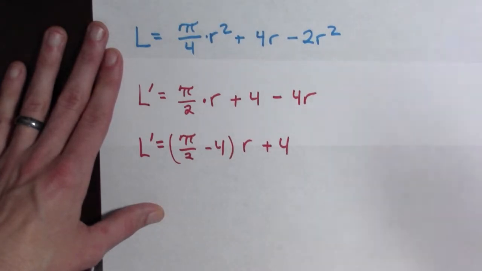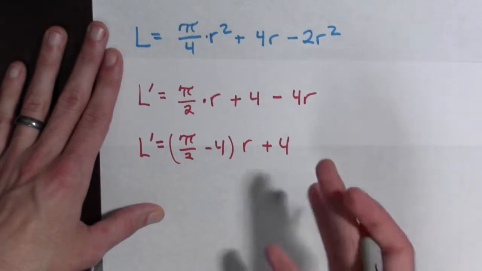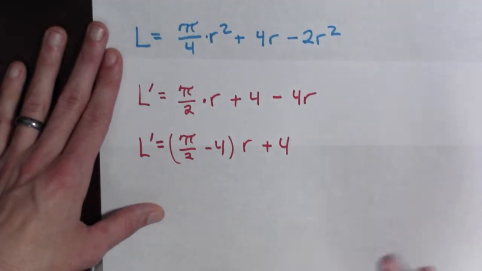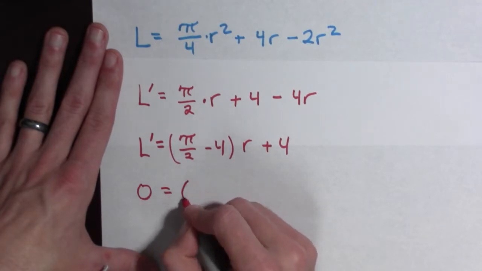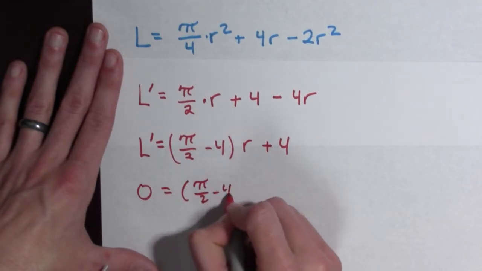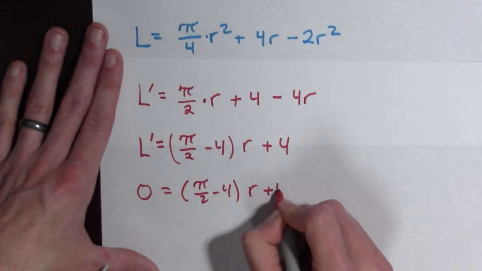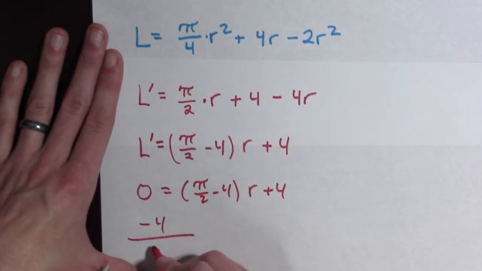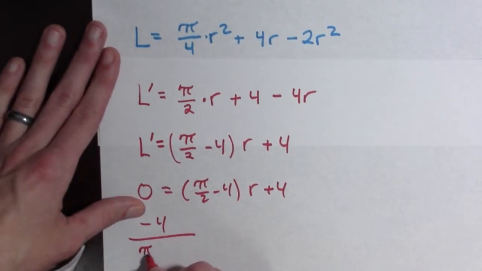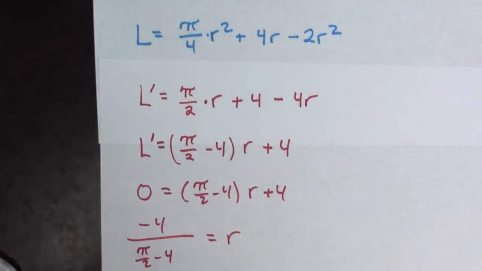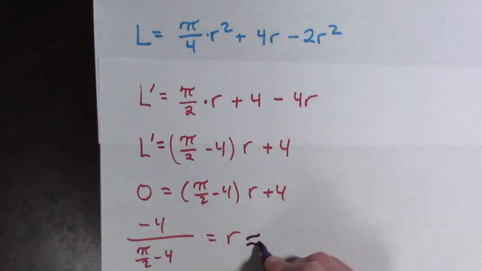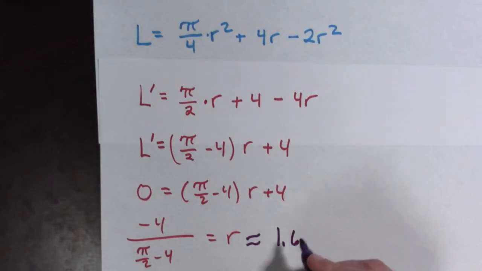And if I want to see where a possible critical point is, I can see where the derivative is undefined, it never happens, or where the derivative equals 0. So I could write 0 is equal to pi over 2 minus 4 times r plus 4. So negative 4 all over pi over 2 minus 4 is equal to r. But here, something interesting happens. We find out that r is around 1.6.